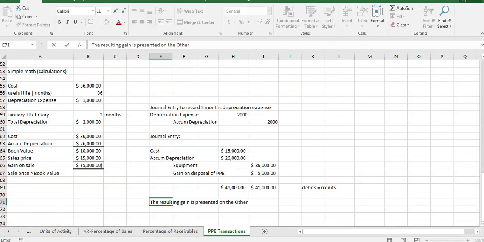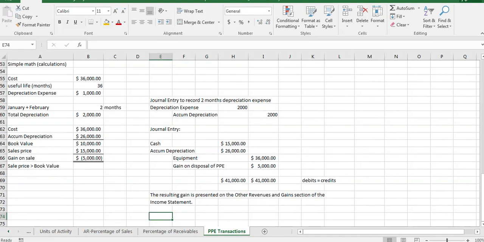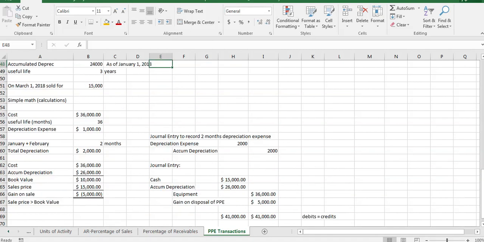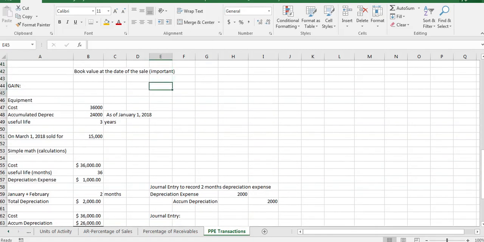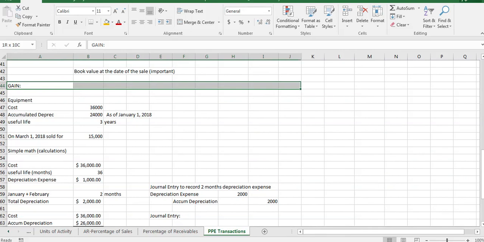The resulting gain is presented in the other revenues and gains section of the income statement. Remember that. So when you are working with this, you want to make sure that when you are journalizing your entries, you are putting everything on the correct side. So let me copy all this information here. Let me copy this for the next example.